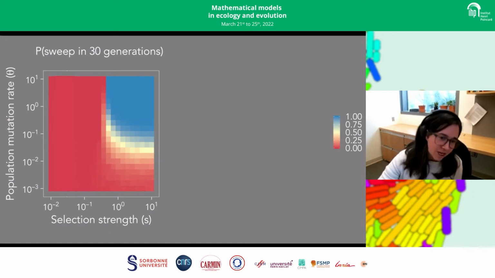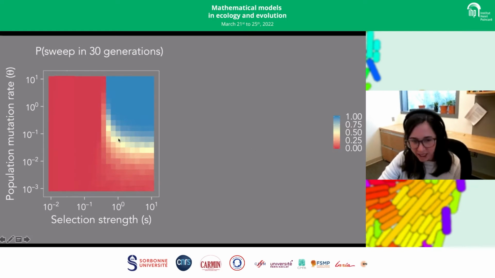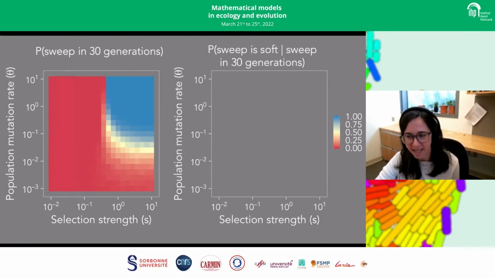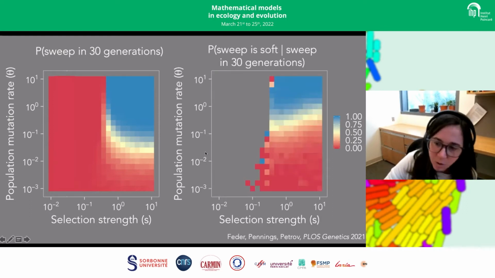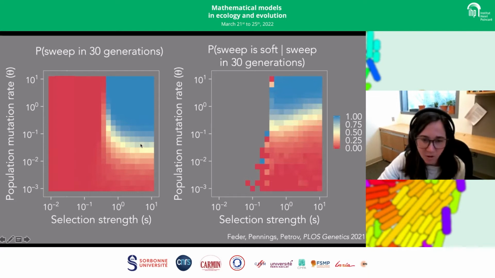And so what we can do is go back to these simulations and ask in each of these generations and each of these populations that did have a sweep, conditional on it having a sweep, what's the probability that that sweep was soft? And what we see when we check these simulations to see whether there are multiple beneficial mutations segregating above 15% frequency at the time of fixation is that the same sort of parameter regime where we're likely to see a sweep in 30 generations is similar to part of the parameter regime where the sweeps are likely to be soft.